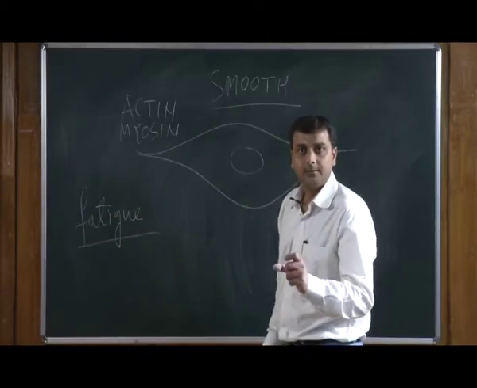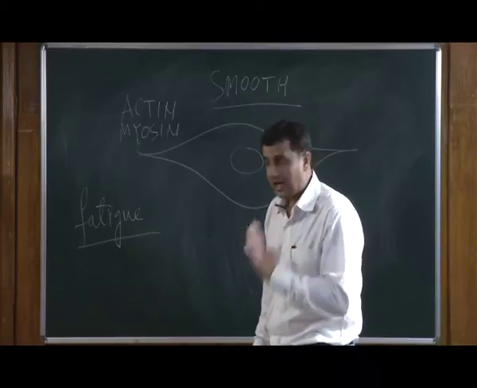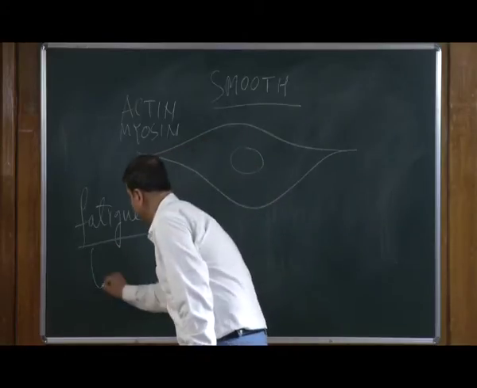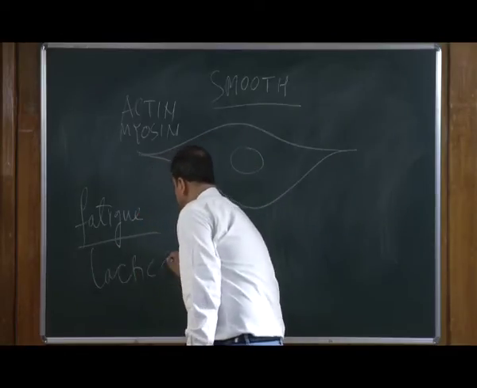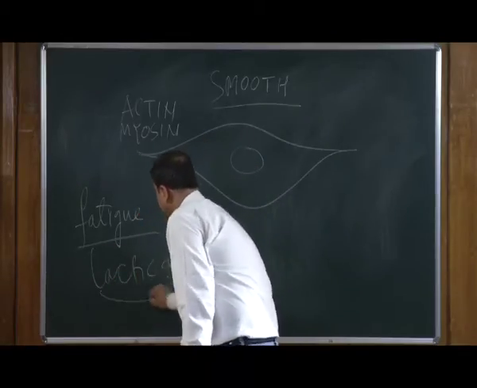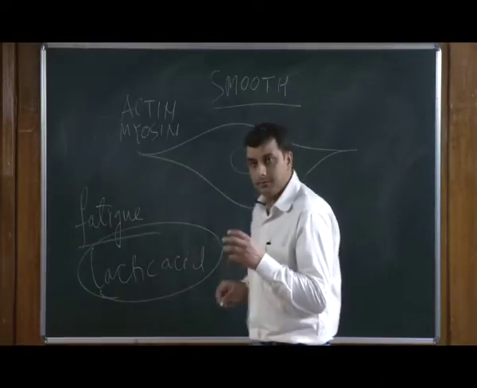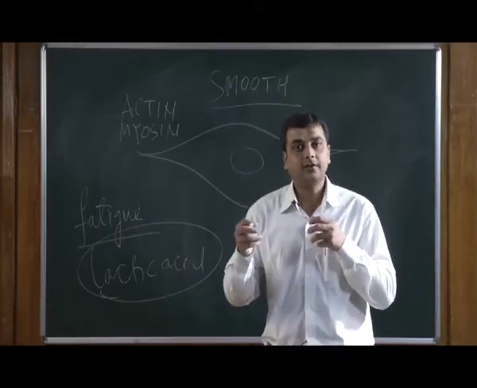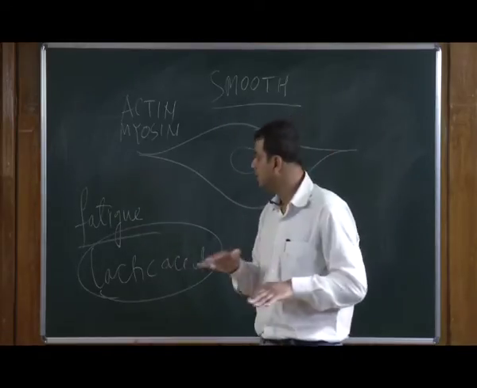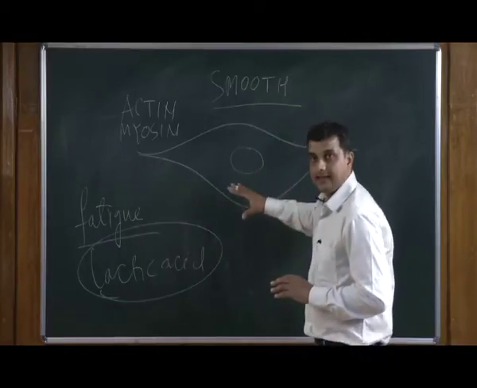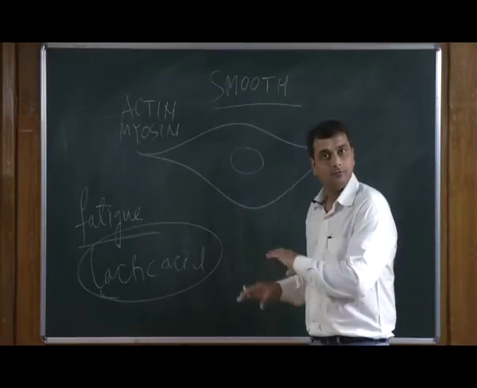This fatigue phenomenon happens because of the accumulation of lactic acid. So, lactic acid gets accumulated in the muscle fiber or the muscle, and because of this lactic acid the contraction is hampered and there is no contraction, and the condition is called fatigue. Whereas, in the case of smooth muscle we do not have fatigue.